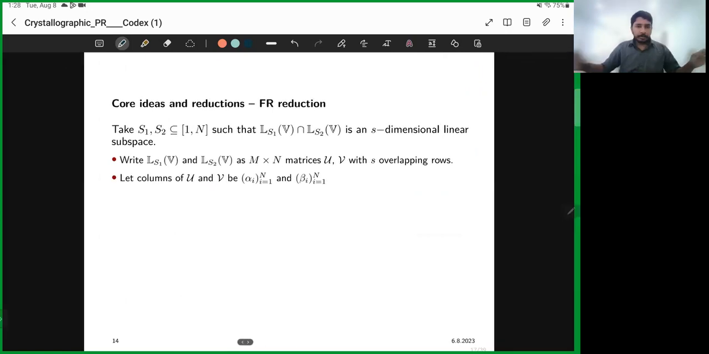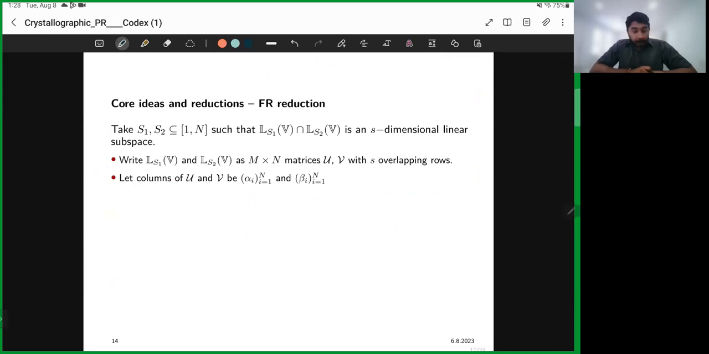So moving forward, how did we get those results? The first main reduction that we do is the so-called FR reduction. We take two supports, S1 and S2, such that LS1 of V intersect LS2 of V is an S-dimensional linear subspace. This gives us a lot of control over what we're going to be studying, either SR1 or SR2, because I can just let S be all of M, which will tell me that the supports basically agree everywhere. So these two would be the same matrix. So I will be studying SR1 if and only if S equals M, and SR2 otherwise.